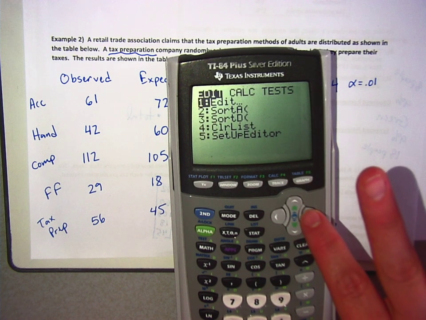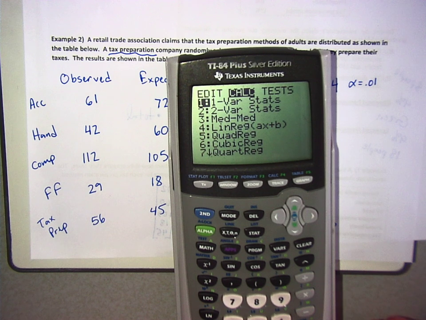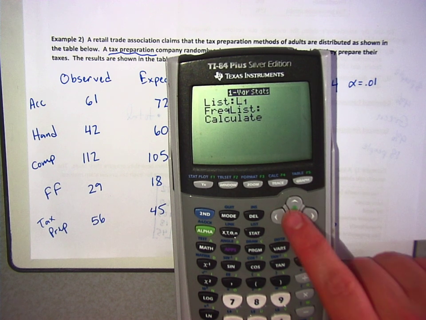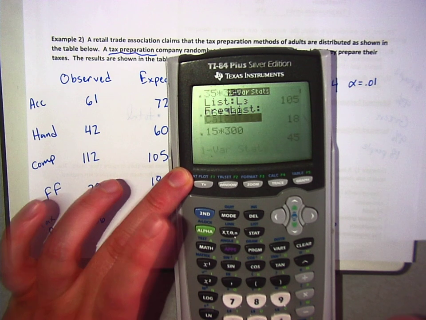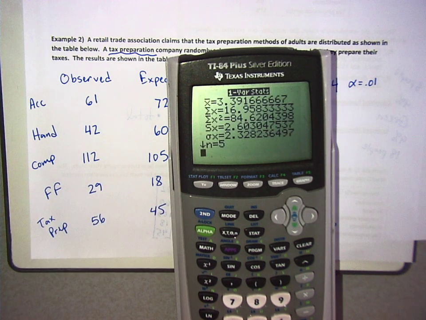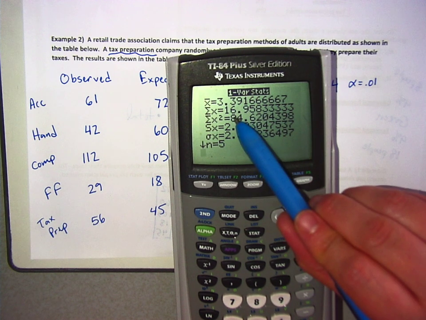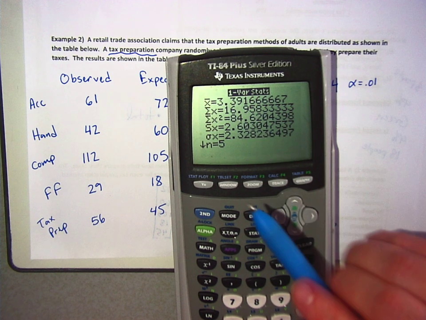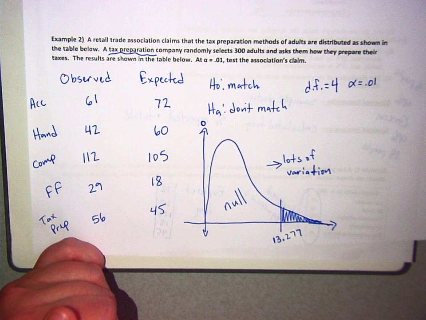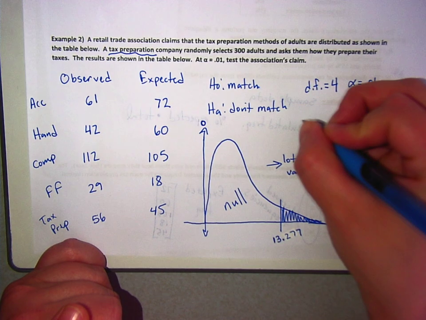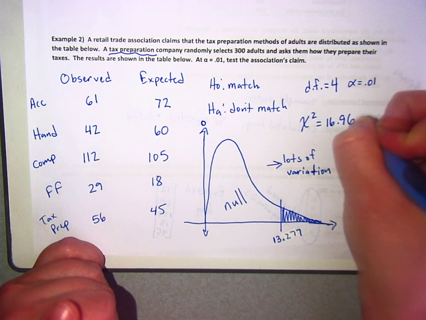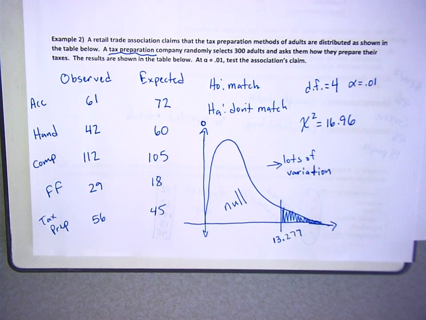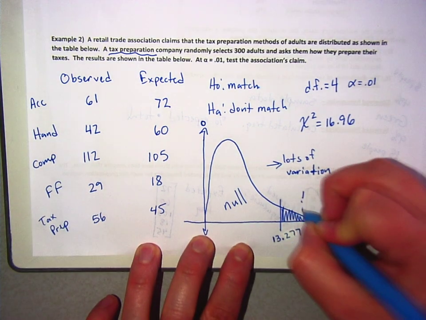One variable stats? You got your classic one variable stats, but what list are we wanting it to sum up? L3. Which is this one right here, that's 16.96. So I'm going to write chi-squared equaled 16.96 when I did the test, which falls over here.